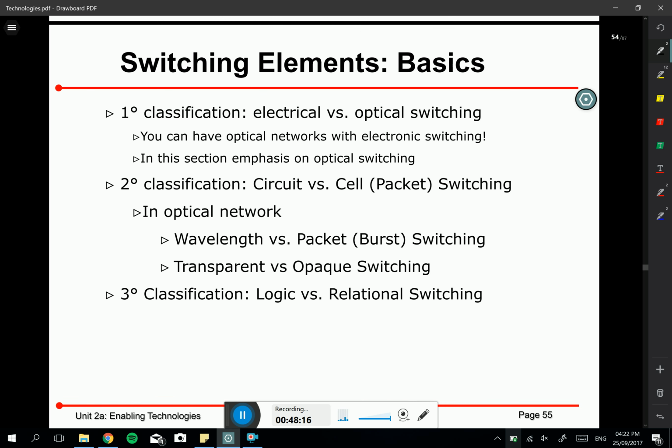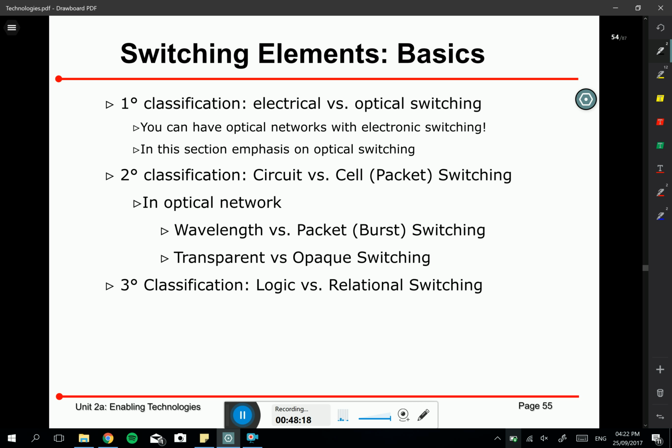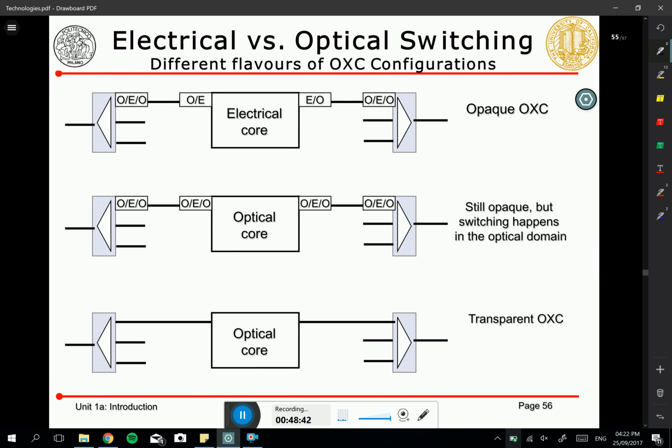First definition, which I guess is very easy and intuitive. Switching can be electrical or optical. You can switch the packet expressed as bits, as electrons representing bits, or you can switch the wavelength itself. You can switch in the optical domain or in the electrical domain. Let's see an example to be clearer on what I'm saying.